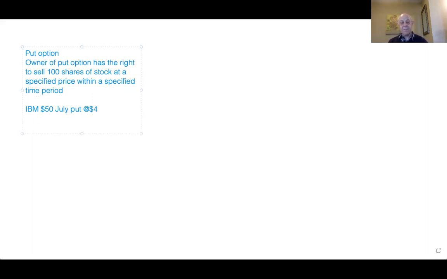So what does this mean? I buy the put, the owner has the right to sell 100 shares of IBM at $50 per share. And by the way, I haven't mentioned it, but the $50, the dollar value, is called the strike price. That's the strike price of the option. That's the price at which the underlying shares are being bought and sold.